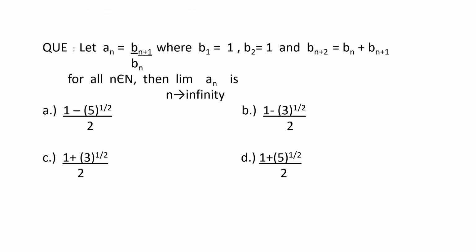Let us discuss a question. Let an be equal to b(n+1) upon bn, where b1 is equal to 1, b2 is equal to 1, and b(n+2) is equal to bn plus b(n+1) for all n belonging to natural numbers. Then the limit as n tends to infinity of an is, and we are given 4 options. Option 1 is (1 minus under root 5) upon 2, option 2 is (1 minus under root 3) upon 2, option 3 is (1 plus under root 3) upon 2, and option 4 is (1 plus under root 5) upon 2.